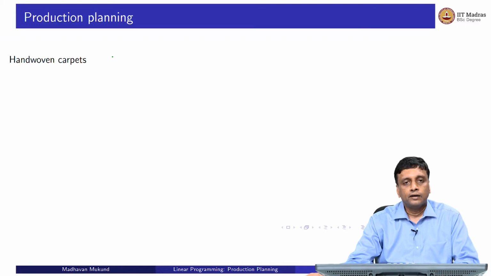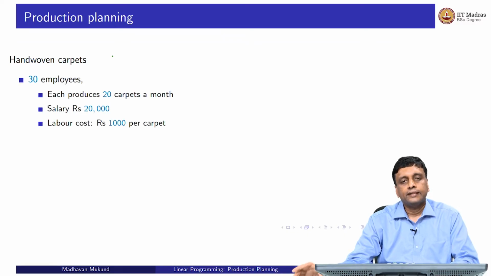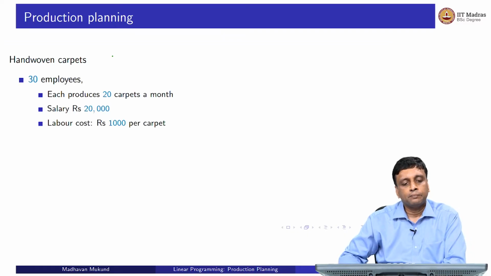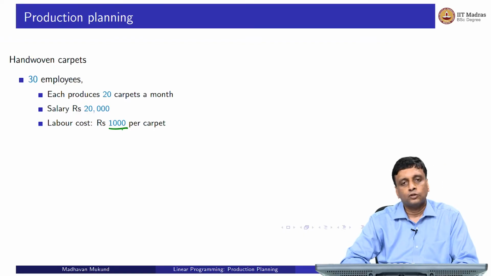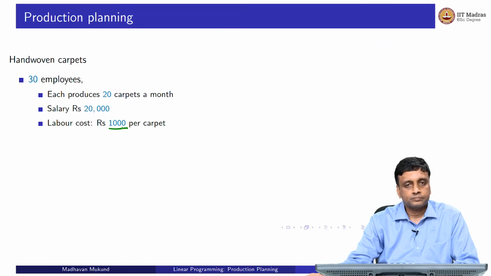So, we have a company that makes hand woven carpets, right, and they have at the beginning of the year 30 employees, and each employee during a month makes 20 carpets and is paid 20,000 rupees. So, since 20 carpets earns him a salary of 20,000 rupees, the labor cost per carpet is 1,000 rupees, right. So, 1,000 into 20 is 20,000. So, this is what it costs to make a carpet.